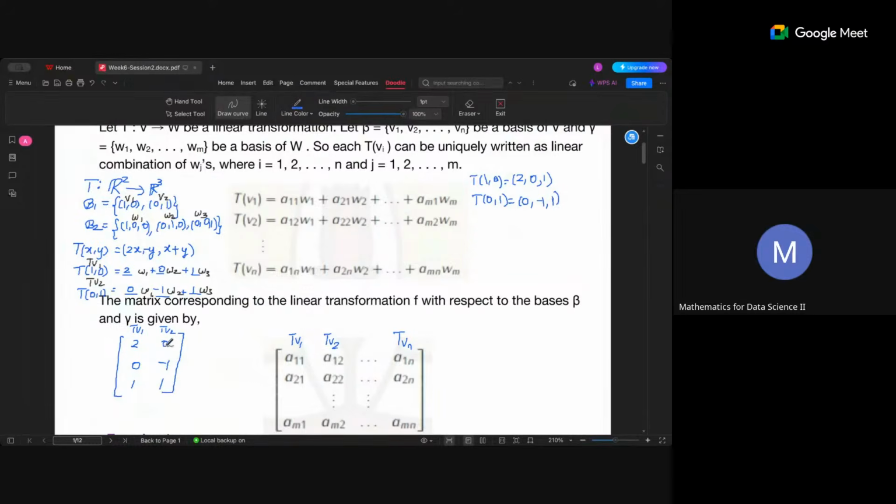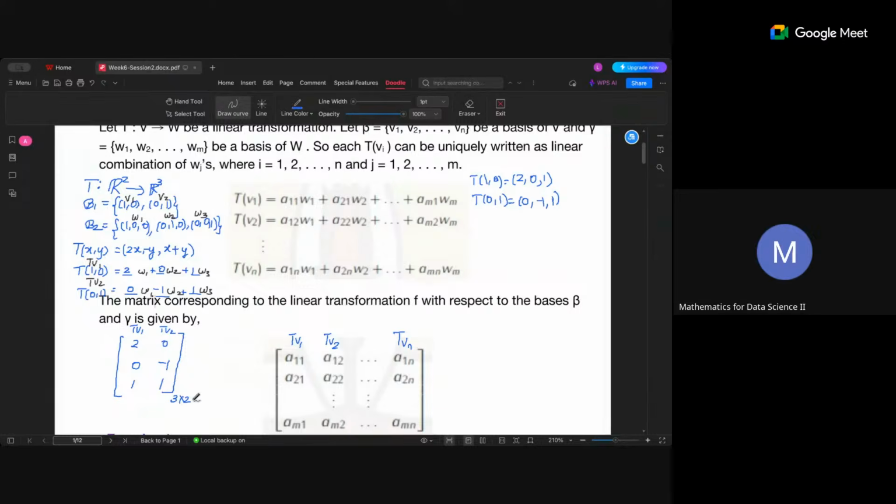Is that clear? Now, what is the dimension of this matrix? You have a 3 by 2 matrix. So the matrix representation, is it clear for everyone now? Shall we proceed with the next example?